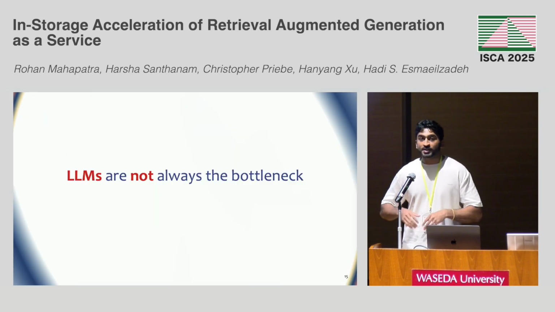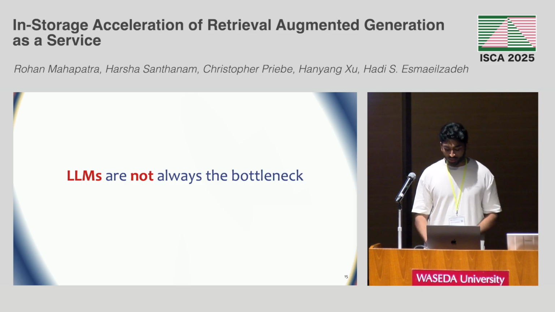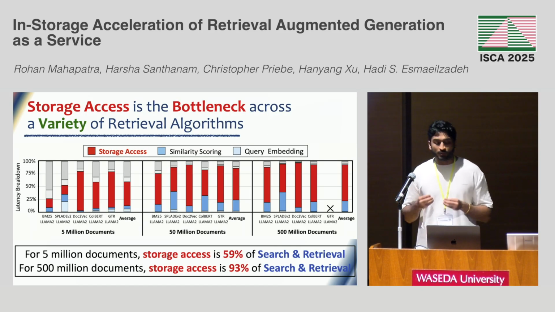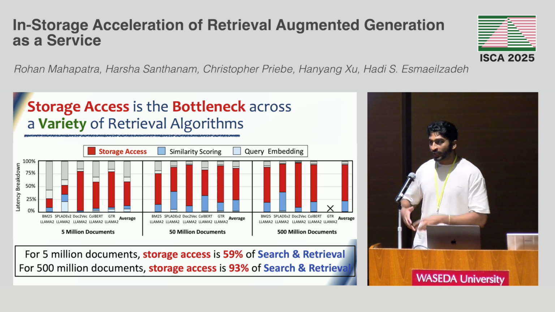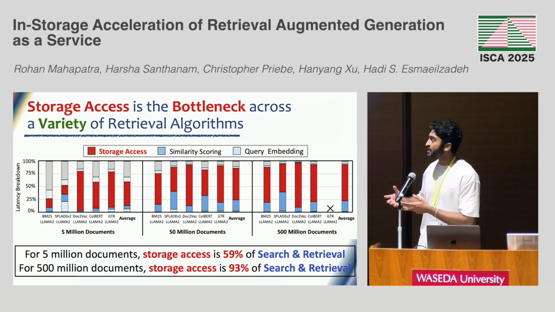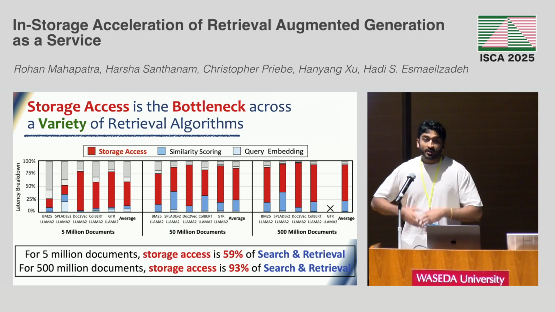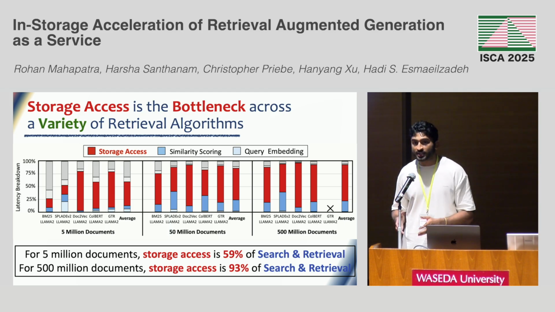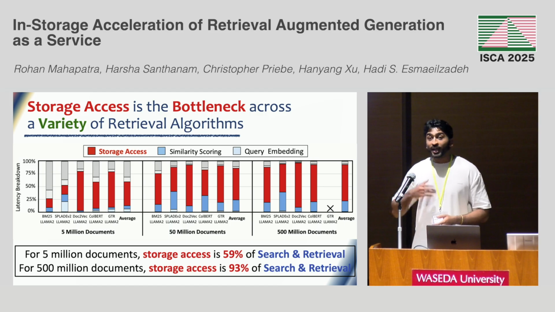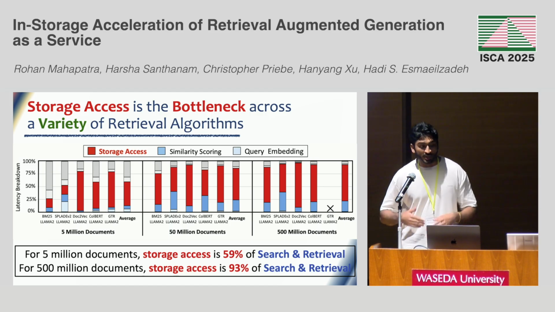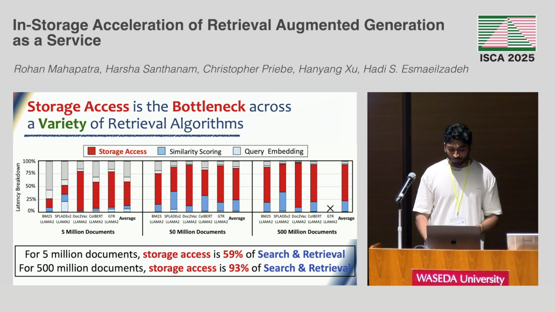This also shows that LLMs are not always the bottleneck. To understand what the bottleneck is, let's look at the search and retrieval runtime breakdown. So here, again, on the x-axis, we have our different benchmarks for three different dataset sizes, and on the y-axis, we have the latency breakdown. We see here that storage accesses, again, no matter the benchmark, no matter the dataset size, is dominating runtime. And we also see that as we increase the dataset size, storage retrieval dominates more and more.